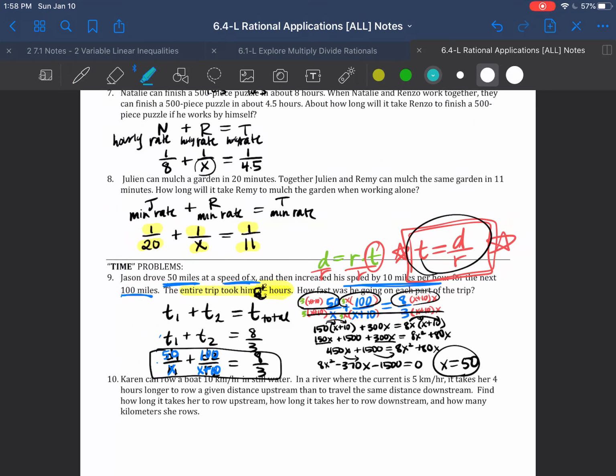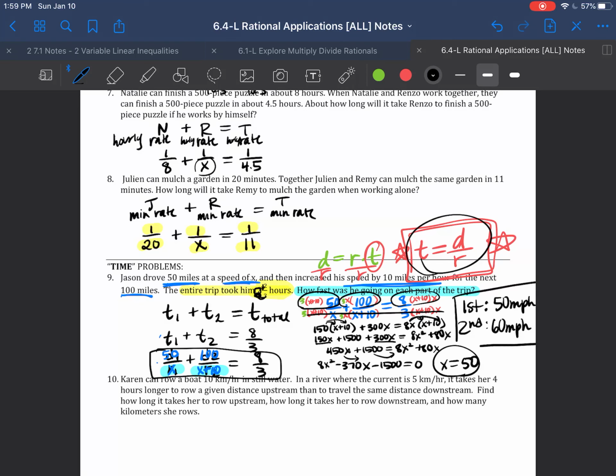So let me get a highlighter. The actual question says, how fast was he going on each part of the trip? Well, x was just the first speed. On the second speed, it was 10 faster. And so for the first part, it was 50 miles per hour. And then for the second part, it was 60 miles per hour.